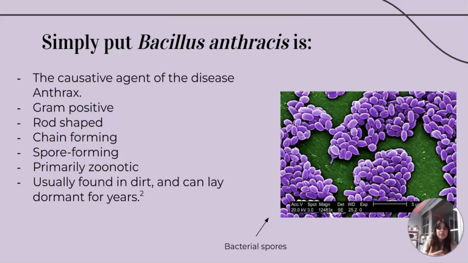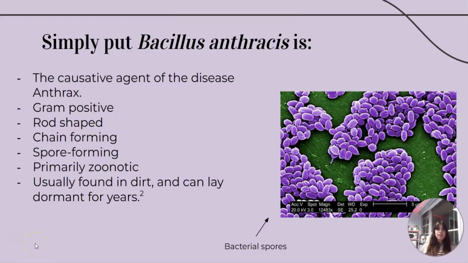So Bacillus anthracis is usually found in dirt, and the spores can lay absolutely dormant for up to almost over 10 years until they're ingested, and that is when they reactivate. So it's primarily zoonotic because it is found in dirt, so it only secondarily infects humans.